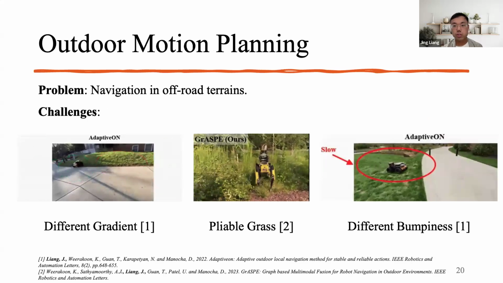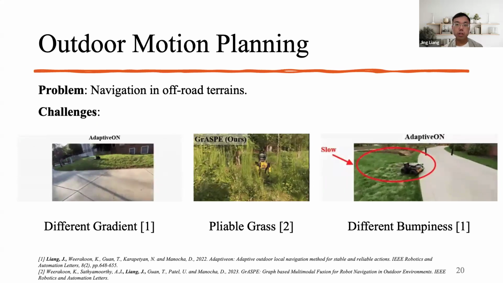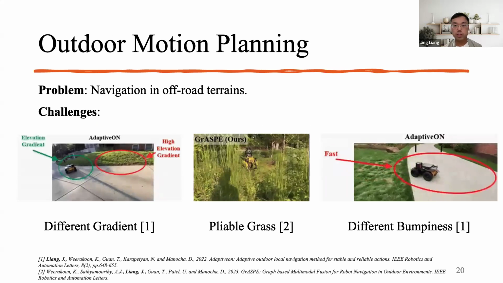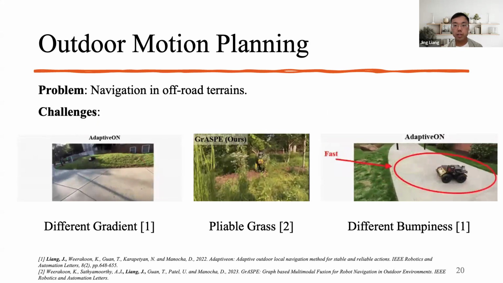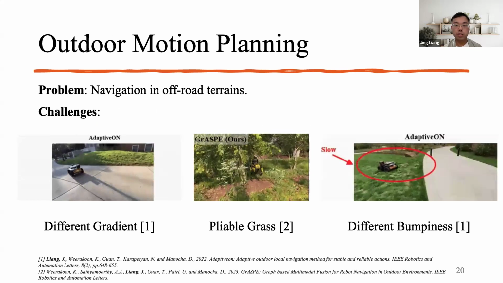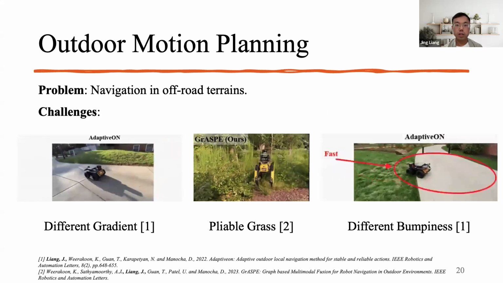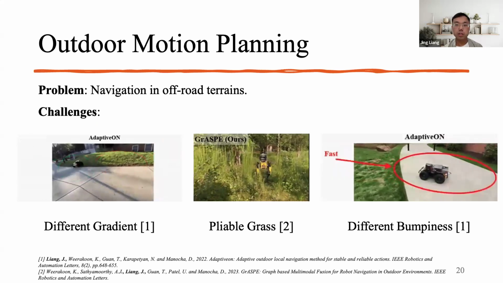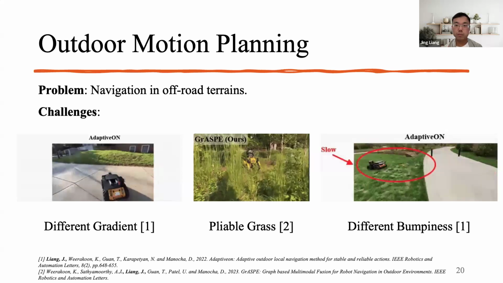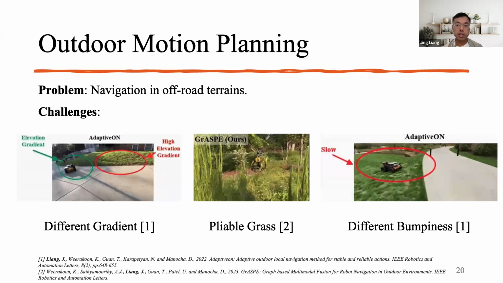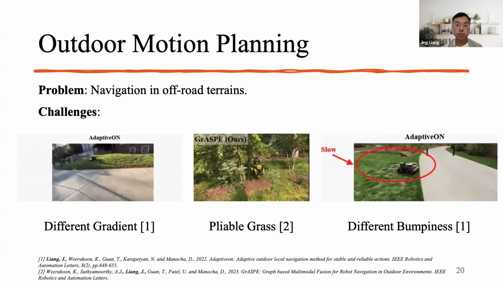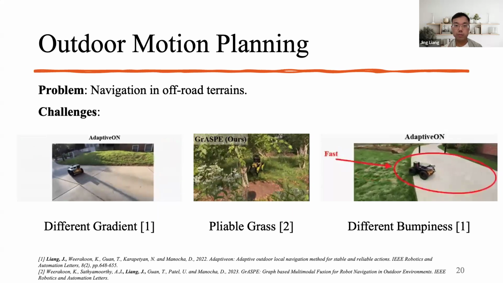So given those issues, I moved the robot outside for outdoor motion planning in off-road terrains. For outdoor motion planning, besides collision avoidance, I mainly addressed navigation in three other challenging scenarios. The first scenario is terrain with different gradients. When the robot is climbing a hill, we don't want it to flip over on steep gradients.